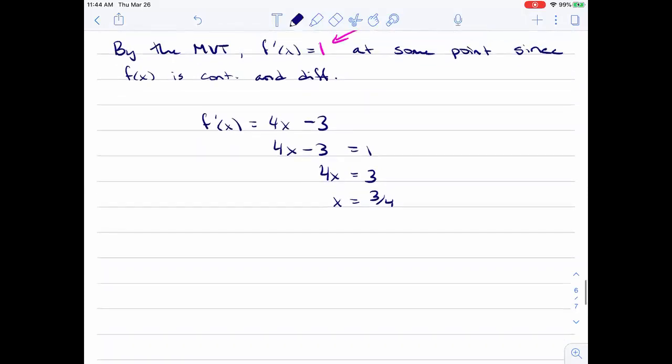Ha. Fail. Sleep on the job here. 1 plus 3 is 4, so x must be 1.